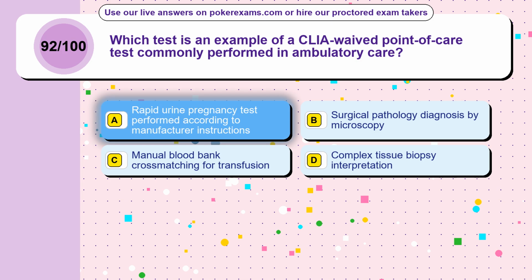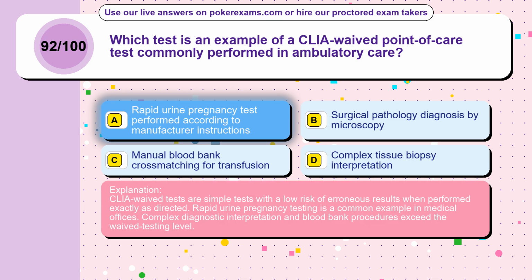The correct answer is option A, rapid urine pregnancy test performed according to manufacturer instructions. CLIA waived tests are simple tests with a low risk of erroneous results when performed exactly as directed. Rapid urine pregnancy testing is a common example in medical offices. Complex diagnostic interpretation and blood bank procedures exceed the waived testing level.